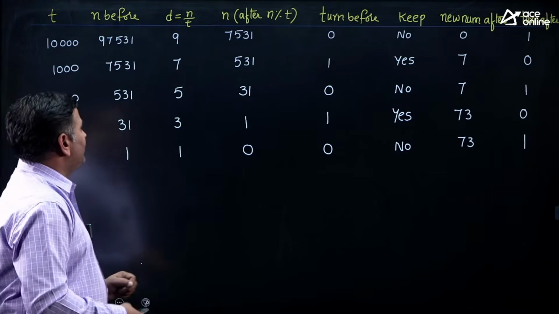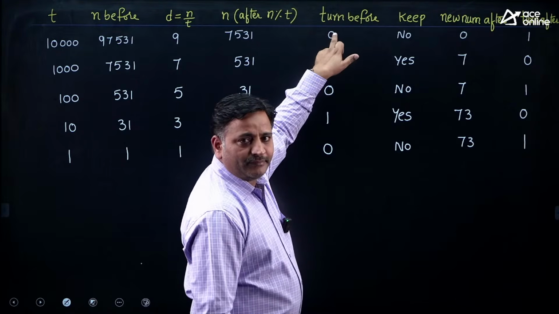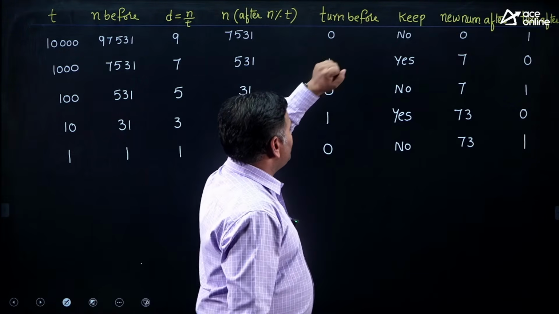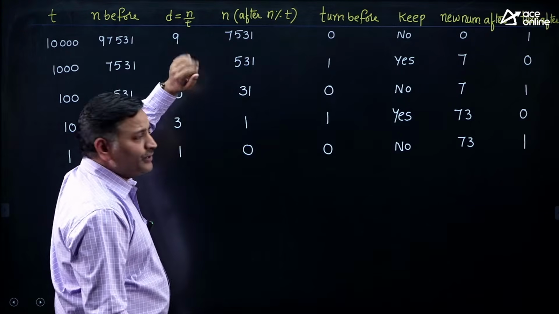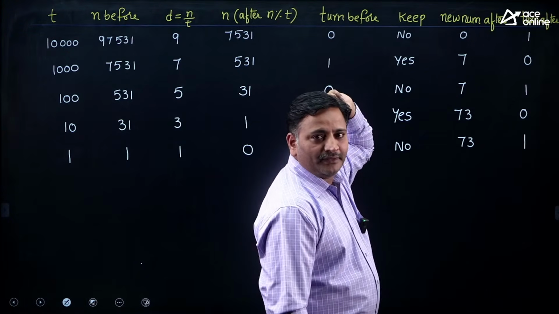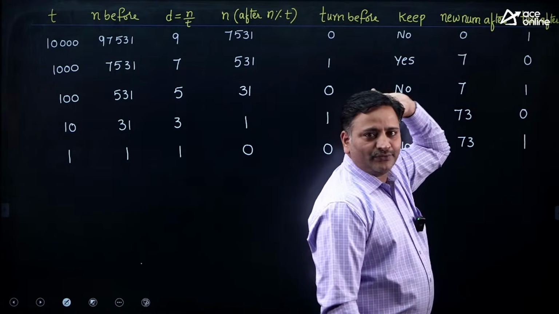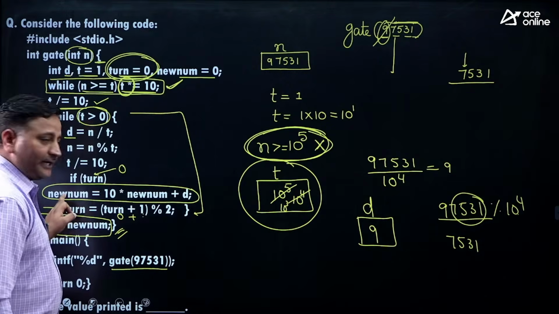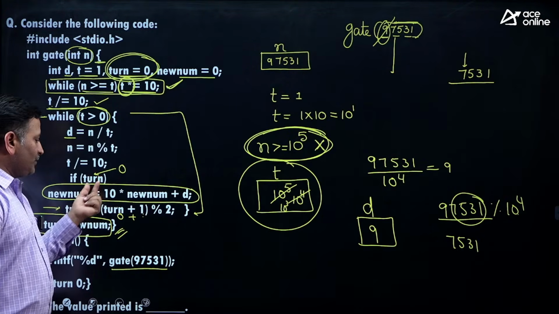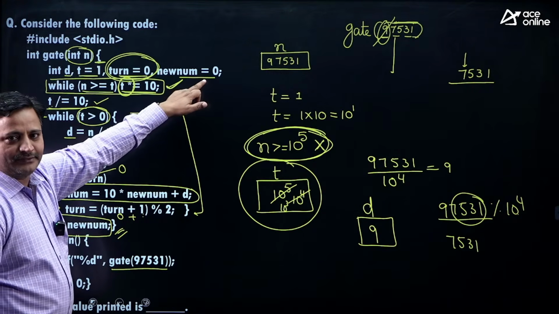Okay. So therefore, let me come to the topic. So turn before value equals 0, because initially turn equals 0. The moment turn equals 0, do I need to keep that digit? What is the digit I have taken? 9. No need to keep. So therefore, ignore that. Therefore, new num after this is also 0 only. Why is it 0? Because see, I am not updating new num, right? If turn equals 0, we are not updating new num. Therefore, new num value remains 0 only, friends.